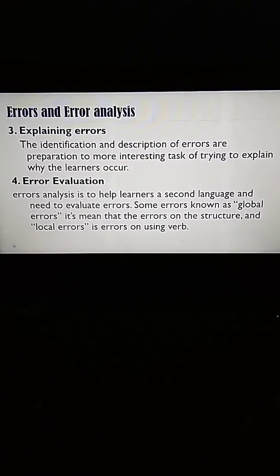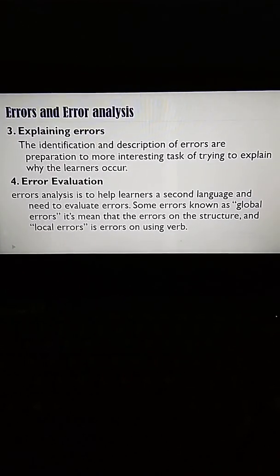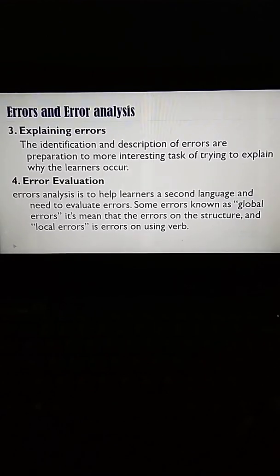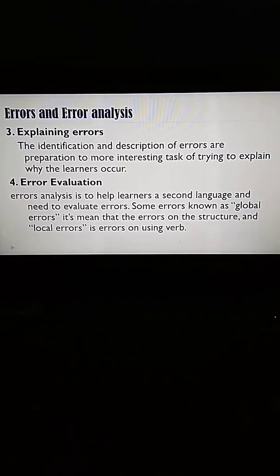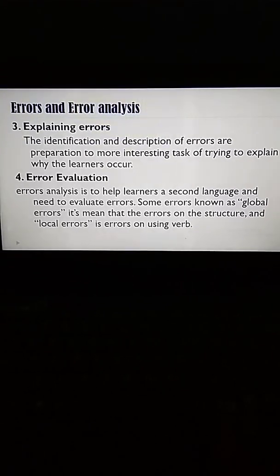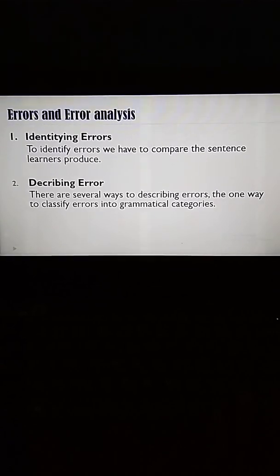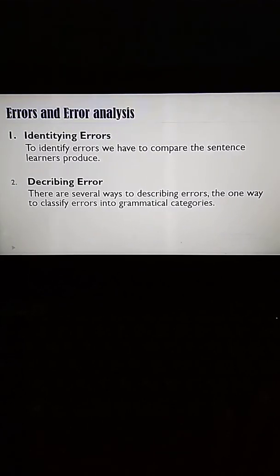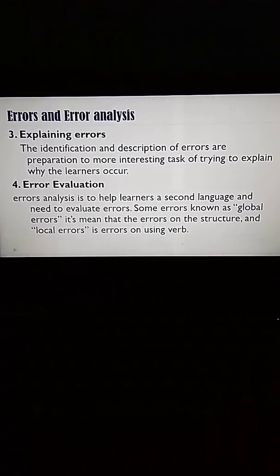Some errors are known as global errors. It means errors on the structure, and local errors are errors on using verbs. So, from the types of errors and error analysis, there are four: identifying errors, describing errors, explaining errors, and error evaluation.